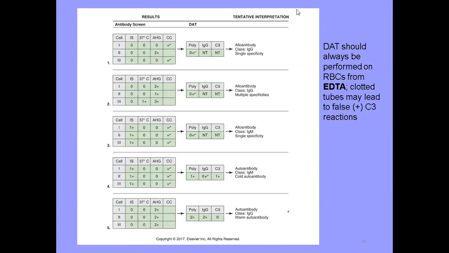So they went ahead and did the DAT. We always start with the polyspecific anti-human globulin test, and basically the poly was negative, and they did check cells and everything checked out.